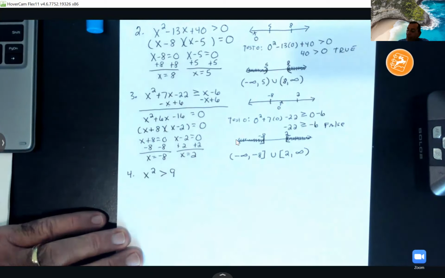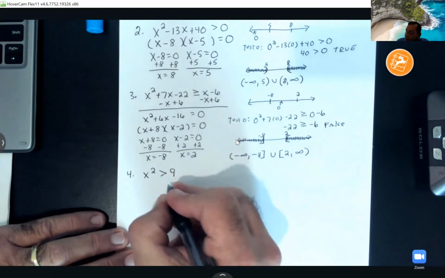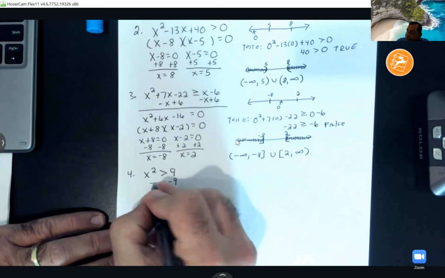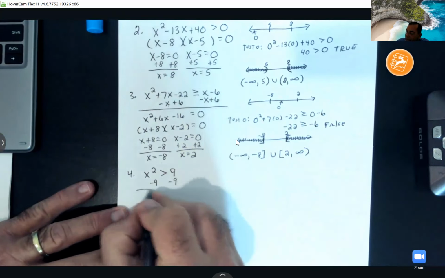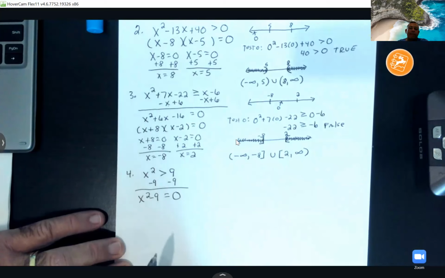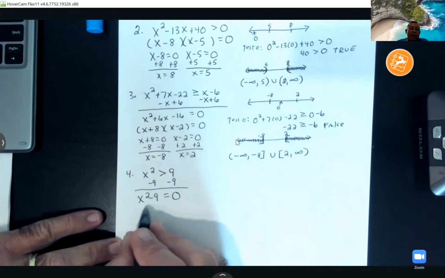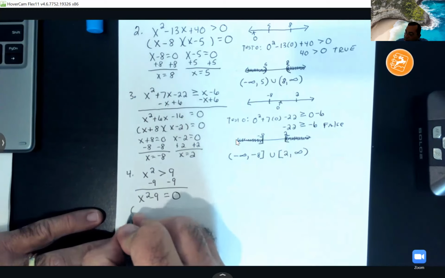So I'm going to get this right side to be 0 by subtracting 9. So that's going to give me x squared minus 9. And remember, I'm going to set it equal to 0. And y'all, I'm just doing this to get y'all more practice at factoring these perfect squares.